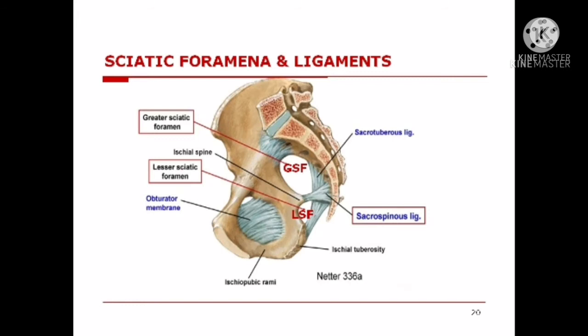These two foramina, the greater sciatic foramen and the lesser sciatic foramen, are two important foramina which are the passageway for structures from behind, from the gluteal region into the posterior thigh or the lower limb.